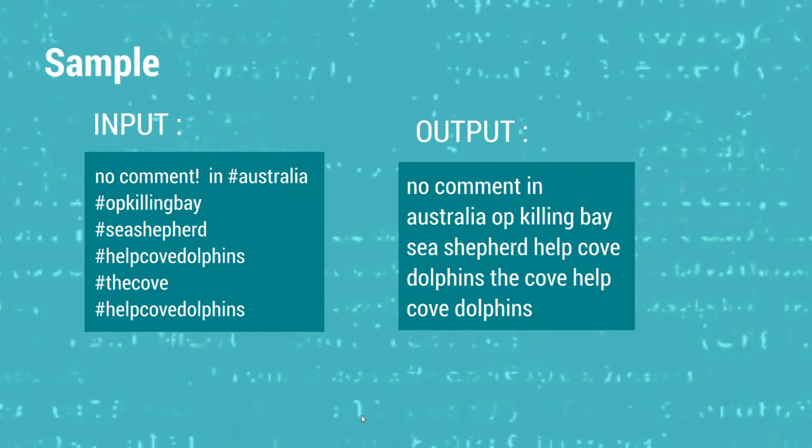So this is the analysis. Input goes in like "no comment in Australia hashtag". There are a lot of hashtags here. So we can see there is a compound word, and a compound split has to be done. I did it using Word Ninja and I corrected spelling mistakes also. This is how the clean output comes out.